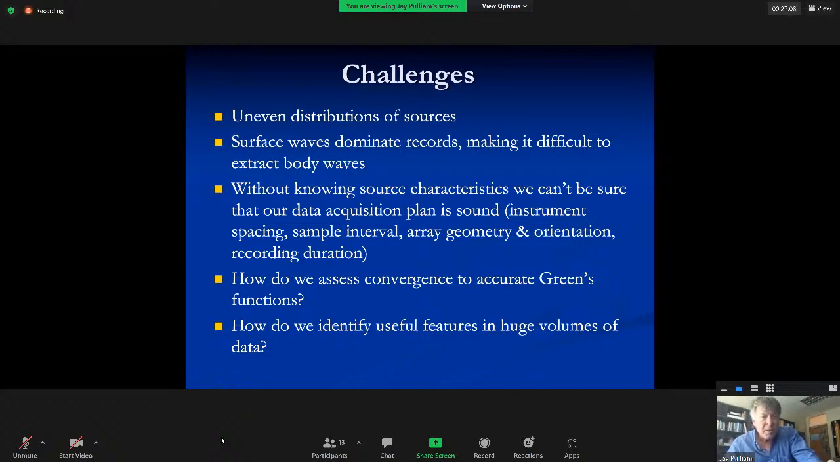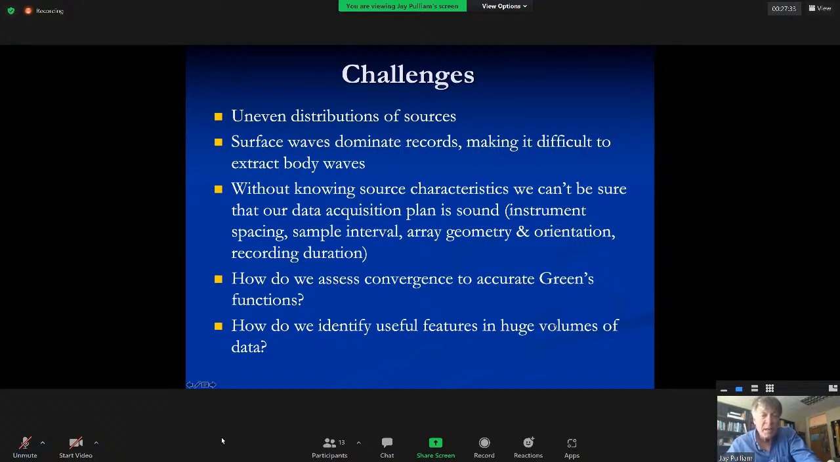The other thing is that when we're setting out a deployment of geophones, we need to make a lot of decisions about the sample interval, the spacing, how long to leave them out, and how to orient the array. In the absence of any information about the sources, we don't know how to do that. And another challenge is that these waves tend to be very low amplitude.